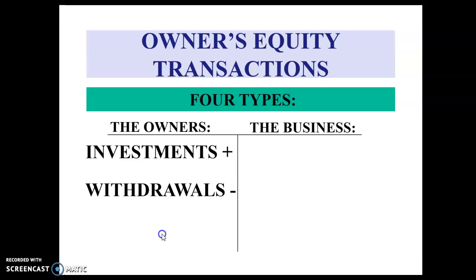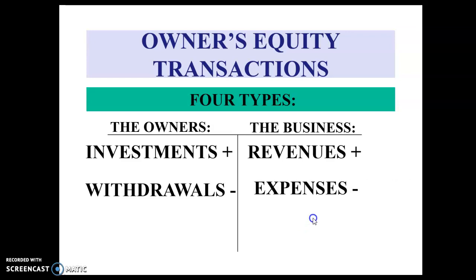Now, besides the owners increasing and decreasing the owner's equity, the business itself can increase and decrease the owner's equity. The business can increase the owner's equity by having revenues. Revenues happen when the business sells stuff. So whenever the business sells products or sells services, that's going to end up increasing the owner's equity. The business is also going to have expenses. That happens when the business uses stuff. So the business uses electricity, it uses employees, it uses office space. Whenever it uses stuff, it has expenses, and whenever the business has expenses, that's going to lower the amount of owner's equity that is available for the owner.